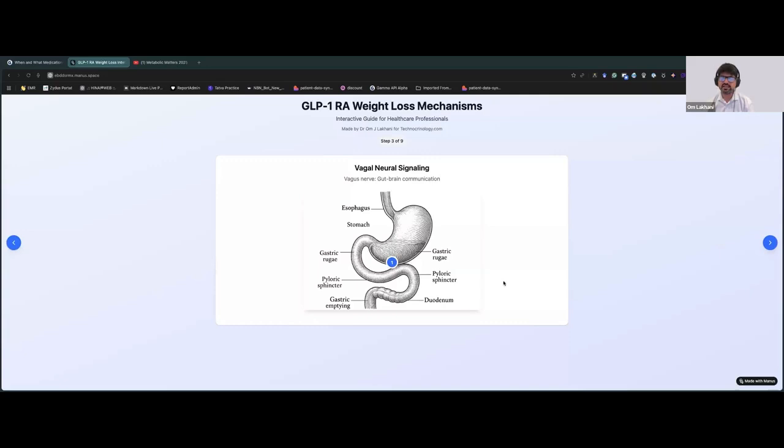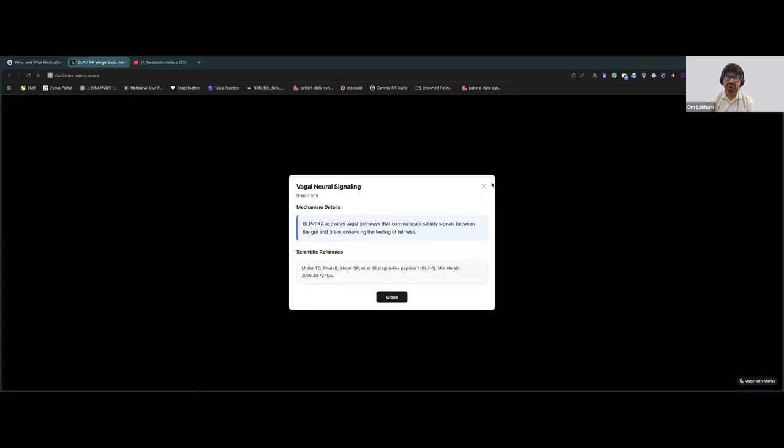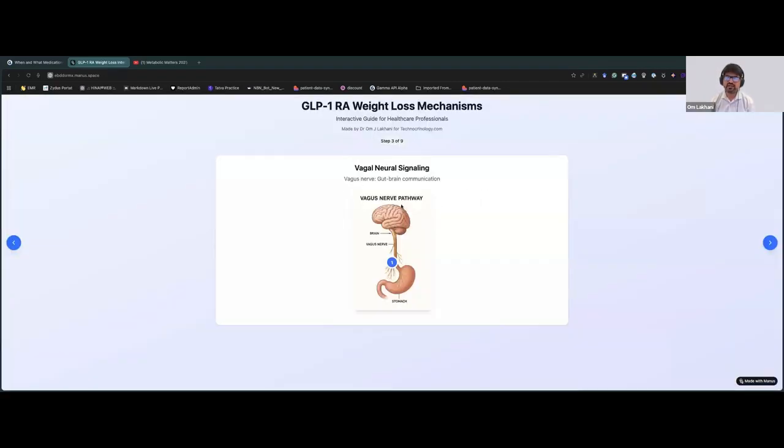It also starts sending a signal to the brain saying that the food is enough. This signal which goes to the brain is basically through a nerve called the vagus. The vagus is a parasympathetic nerve. So this is the vagus nerve pathway, which is relaying the signal to the brain, again related to the food intake.